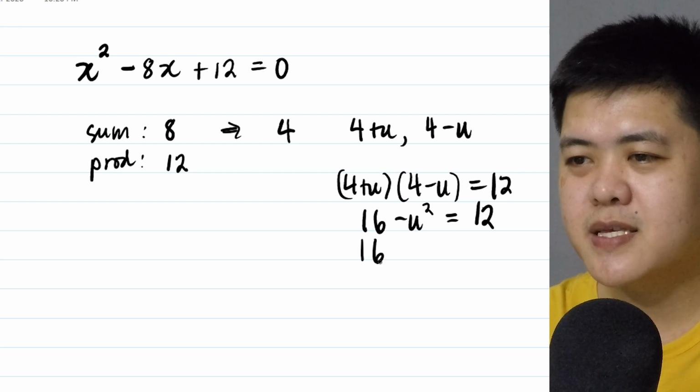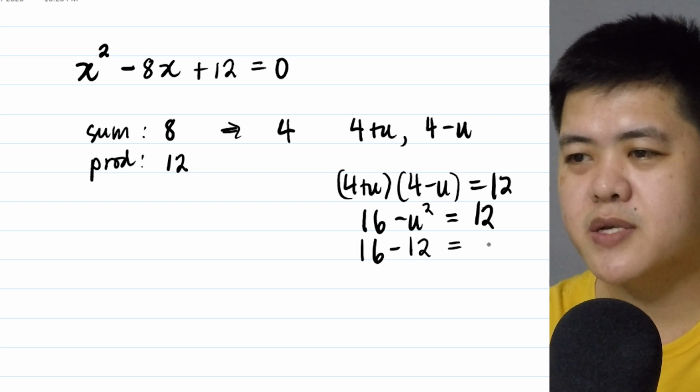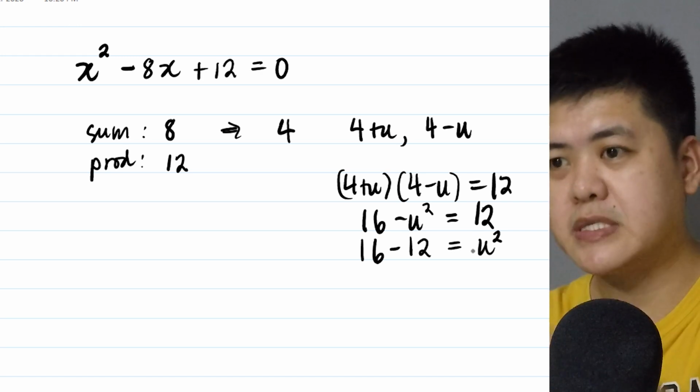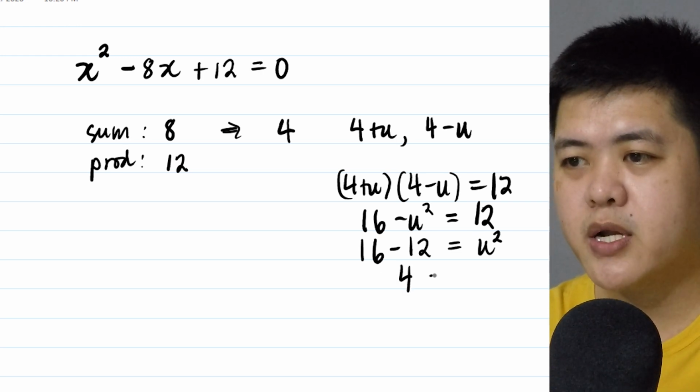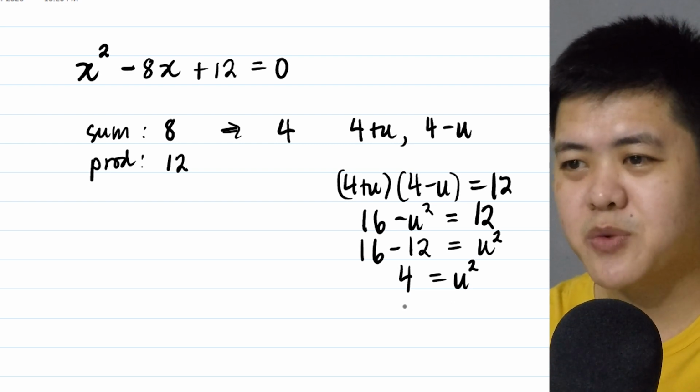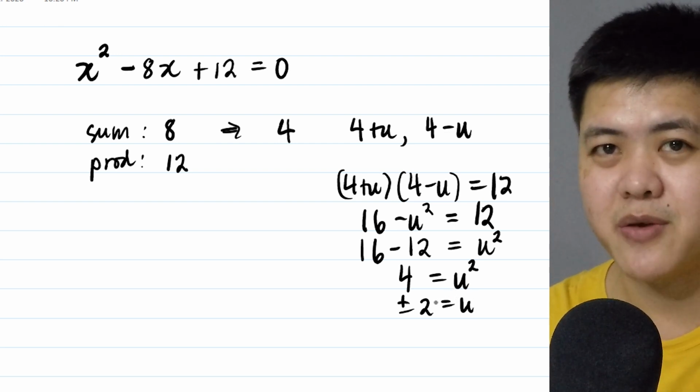We get 16 minus 12 equals u squared. So, ang ginawa ko lang to, nilipat ko yung 12 sa kabila, nilipat ko yung u squared sa kabila. So, we'll get 4 is equal to u squared, and then get the square root of both sides. So, we'll get plus or minus 2 equals u. Pero again, yung positive lang yung kailangan natin.